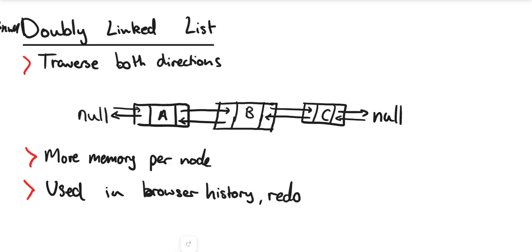So this is what it would look like. We'd have the head, as we had mentioned before, which would be A. The head would point towards null. It would have a pointer going there and back. And then it would also have a pointer pointing towards the next node, which would be B. And then the tail, which would be C, will have a pointer towards null and going back. So to recap, it can traverse in both directions. It needs more memory to store each node, as now we have to store 2 pointers instead of 1. And it can be used in places like browser history or redo.